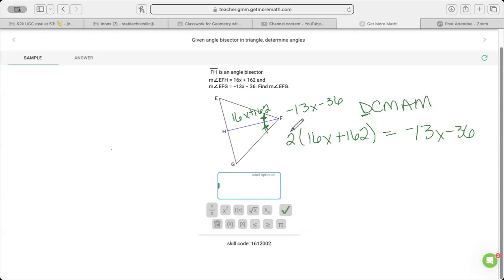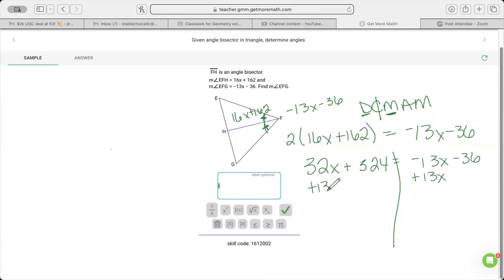We're going to use distributive property. And again, that's 2 times 16 is 32x plus 162 times 2 is 324. And then we cannot combine these because this one has an x and this one doesn't. Same thing here. So then we are going to move the smaller variable. So our smaller variable is negative 13. We're going to add 13. So 32 and 13 gets me 45x.